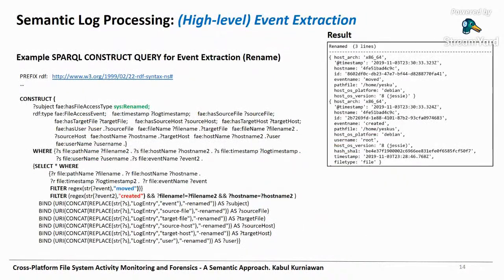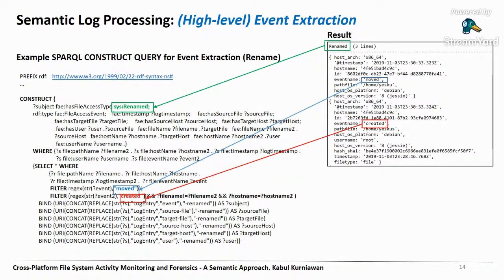So for the high-level event extraction, high-level event extraction is a process to generate the high-level events from the low-level event log data. This is an example of a mechanism to construct the event in a streaming mode using a SPARQL CONSTRUCT query. Using a CONSTRUCT query, we can get, for example, the rename event by looking at the low-level log entries indicating that there are a move event and also a create event of a file. We could also use some rules.